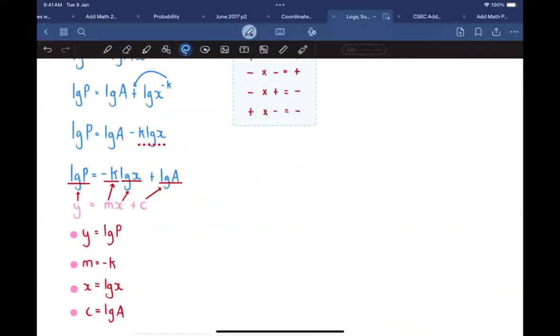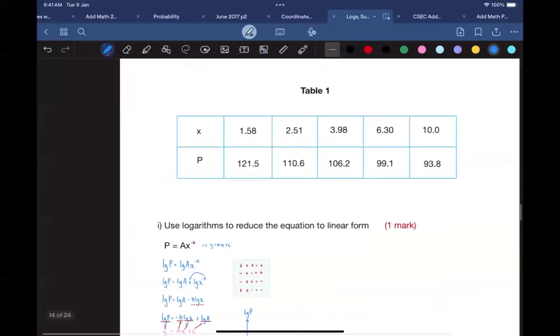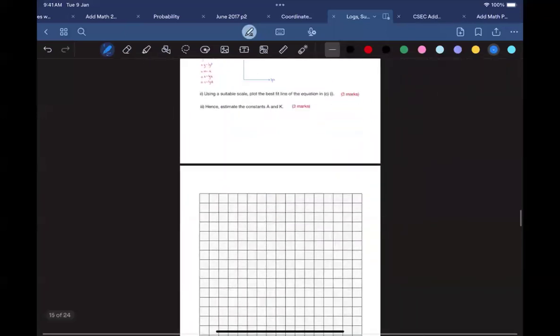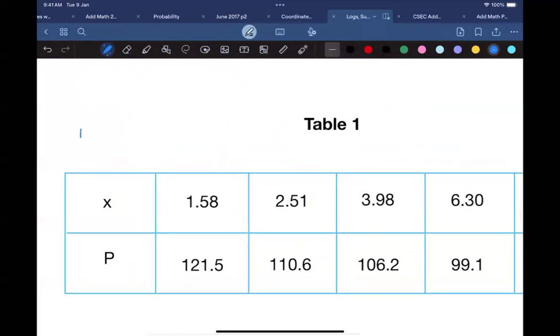So let me ask you a question. If you wanted to get a straight line graph, you would have to plot what against what? It has to be log P against log X. Yes. So here they give you the values for P and the values for X. You have to find log X and log P. So let us proceed. This over here is log X. So who wants to plug X into the calculator?